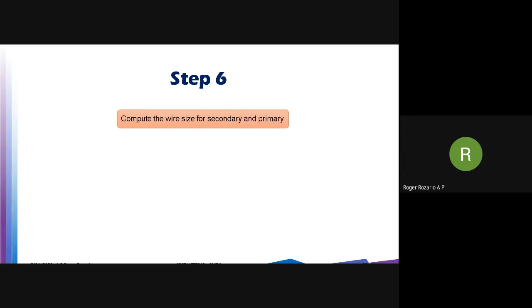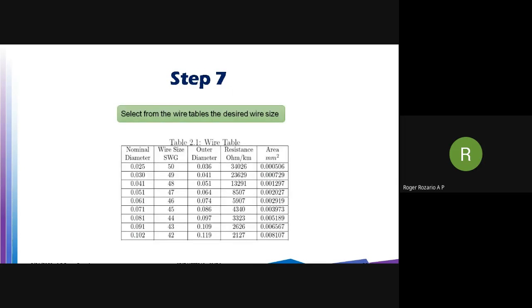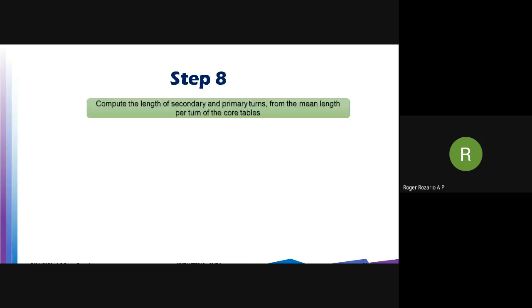After calculating the number of turns, you can calculate the size of the secondary and the primary conductors. Secondary and the primary conductors can be calculated using this formula: current by current density. And after calculating the area, you can calculate the desired wire size, that is in gauges. Whether you need a 50 SWG or 49 or 48, 47, you can decide the desired wire size.